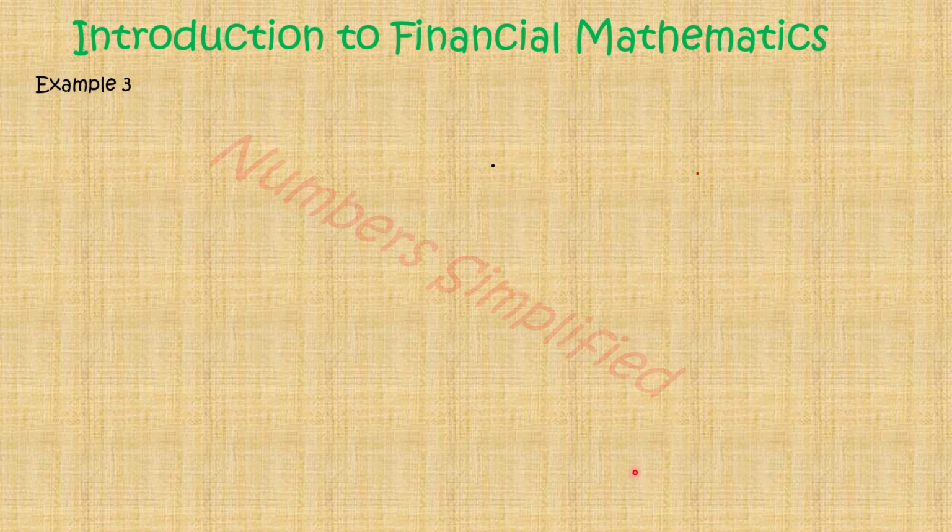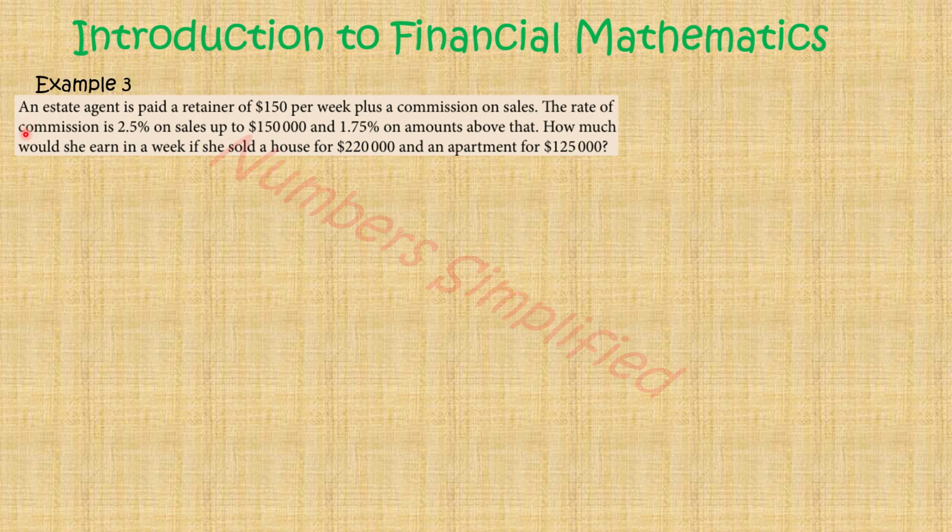Let's look at the last example for the day. An estate agent is paid a retainer of $150 per week, plus a commission on sales. The rate of commission is 2.5% on sales up to $150,000 and 1.75% on amounts above that. How much would she earn in a week if she sold a house for $220,000 and an apartment for $125,000? The solution.